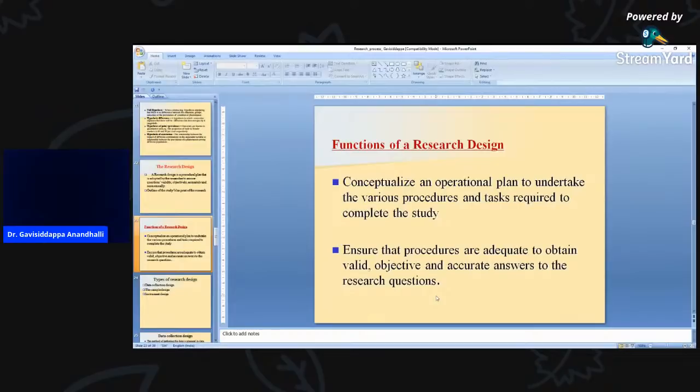So if you look into the functions of research design, usually this will help us to conceptualize an operational plan to undertake the various procedures and tasks required to complete the study.